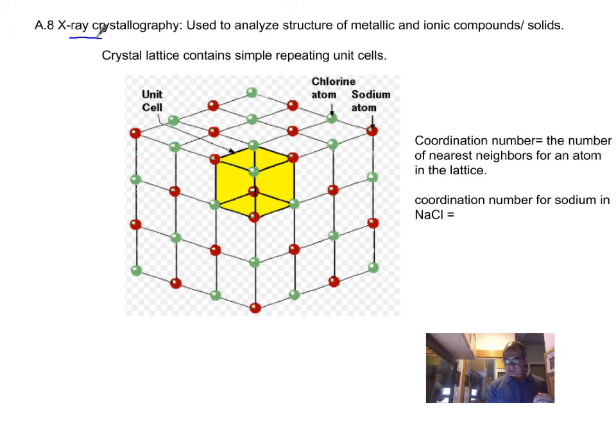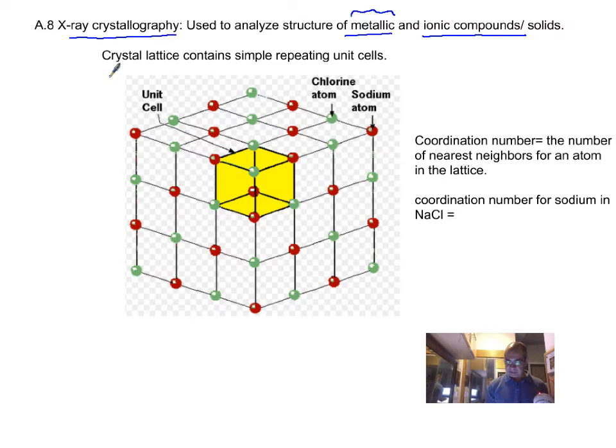X-ray crystallography is a tool that we use in order to analyze the structure of crystals, especially metals and ionic compounds. Although in this part of your syllabus we just focus on metals, they have crystalline lattices, and we like to know how the atoms are laid out within. This is a picture of an ionic compound, sodium chloride, that I have.